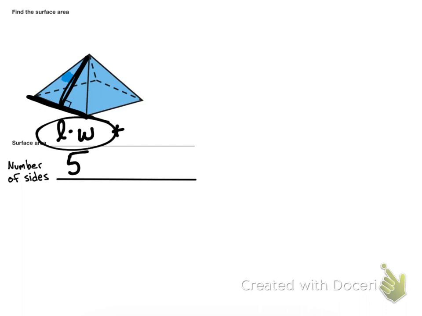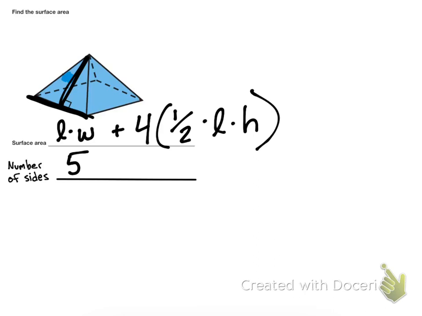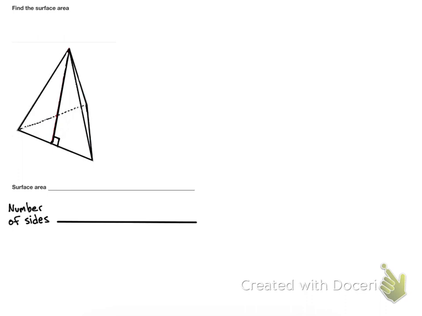And how many more sides do we have? If this is one side and we have 5, how many more sides do we have? Exactly, since we already had 1 side and we have 5 sides total, we now have 4 more identical sides. Area of a triangle is 1/2 times length times height. So that is exactly going to be our formula for finding the surface area of a pyramid with 5 sides, a rectangular pyramid.